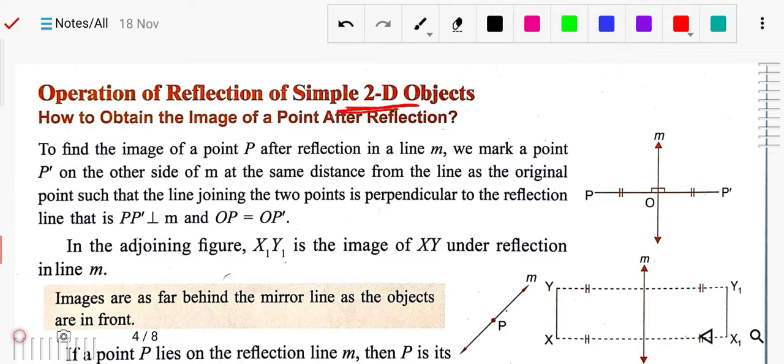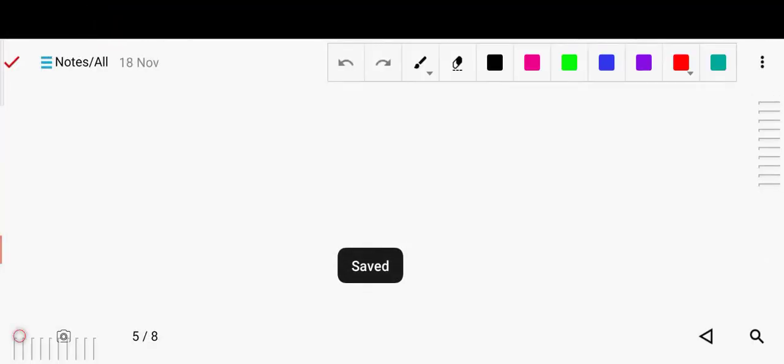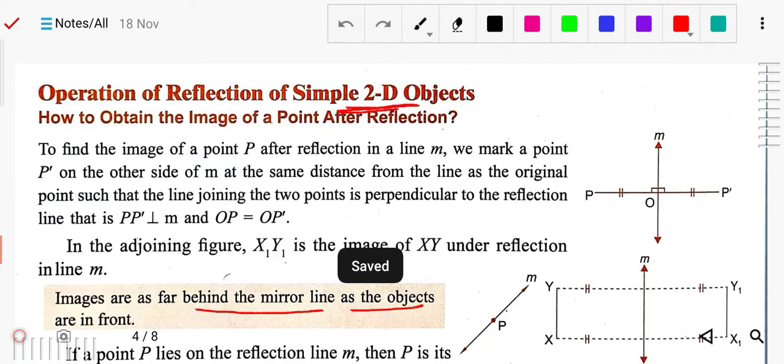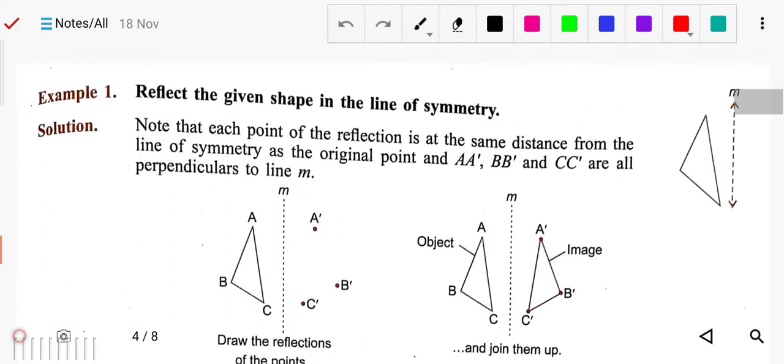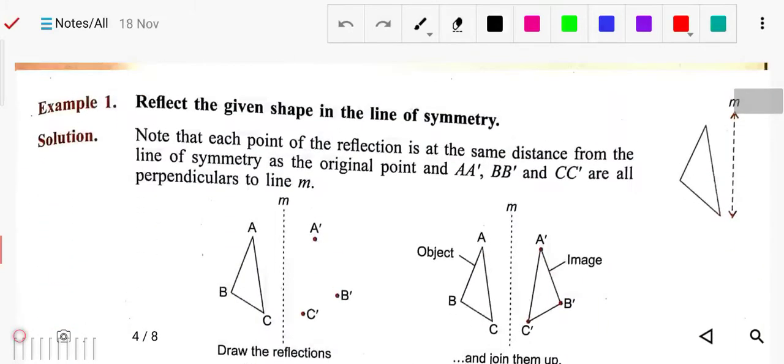So, first of all, how to do it? Images are as far behind the mirror line as the objects are in front. Here you can see some images, and you have to draw the images. Here, reflect the given shape in the symmetric line.